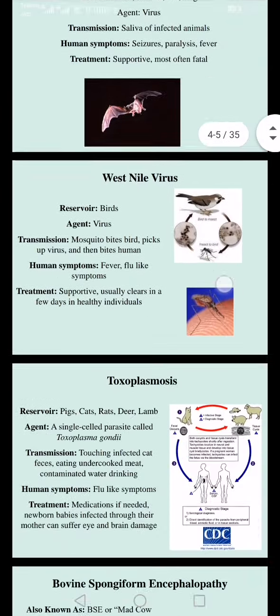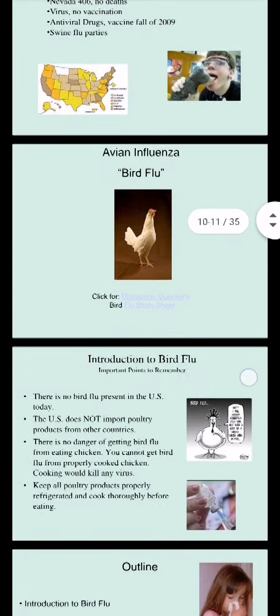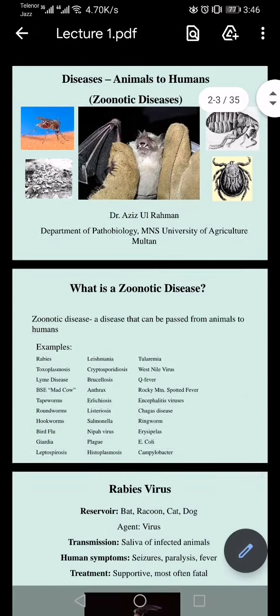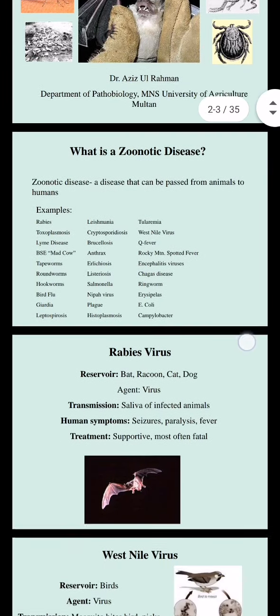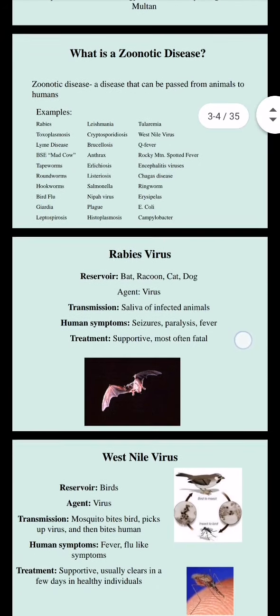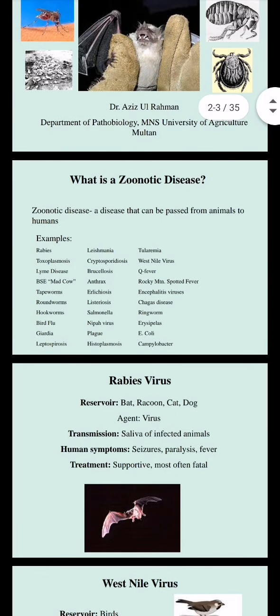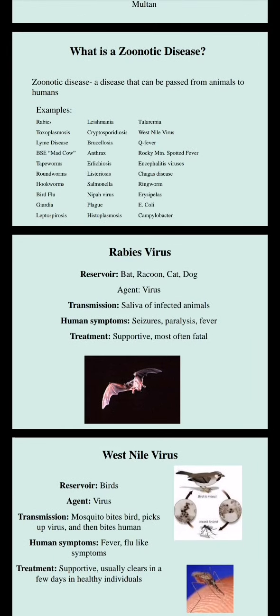Okay, let's begin the next topic that we were describing. We were discussing zoonotic diseases, and there are a few of these zoonotic diseases which are being described here. A zoonotic disease is a disease that can be passed from animal to human, as we have described, and now we are seeing examples of zoonotic disease.